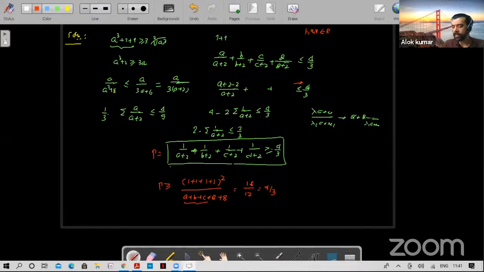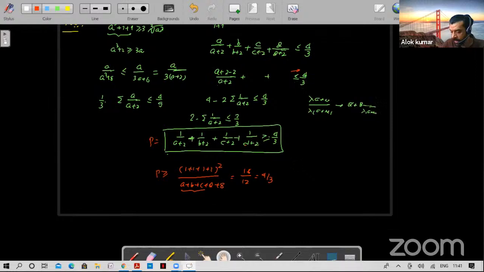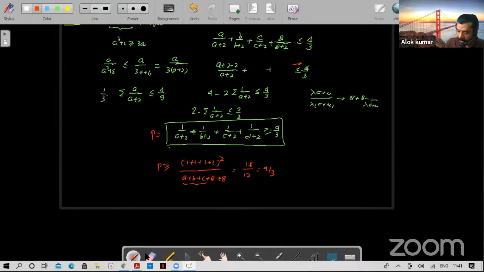But I would prefer this, of course, in terms of writing this one, much more elementary. Cauchy-Schwarz in Titu's form is an overkill for this. Yeah, of course, equivalent. So somebody can write this also. I would love this much more. Somebody can write just a plus 2 plus b plus 2 plus c plus 2 plus d plus 2.